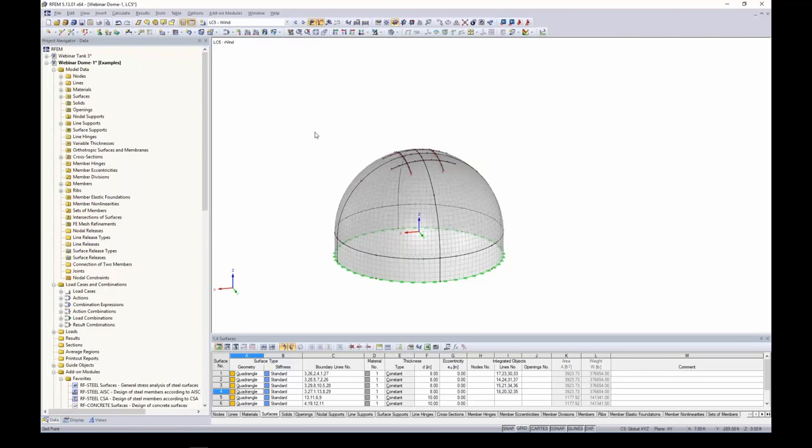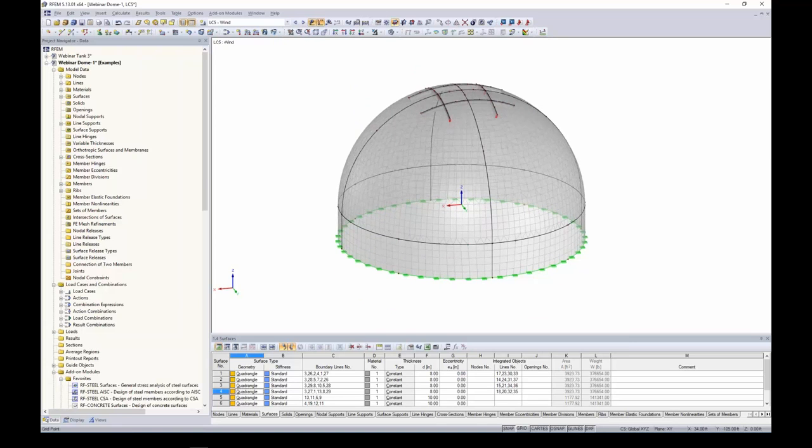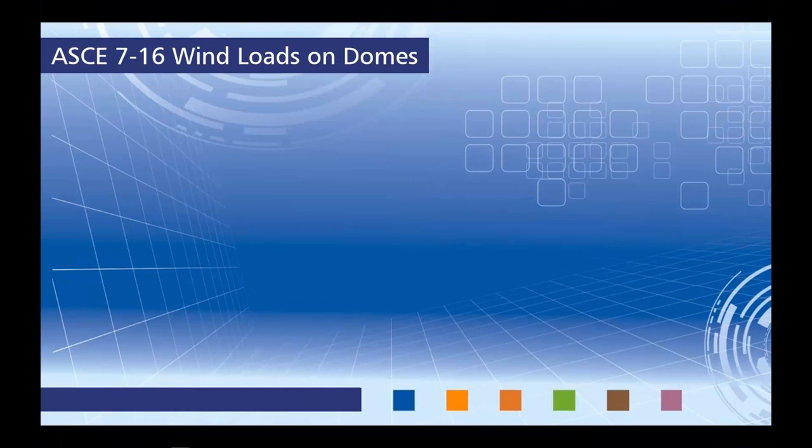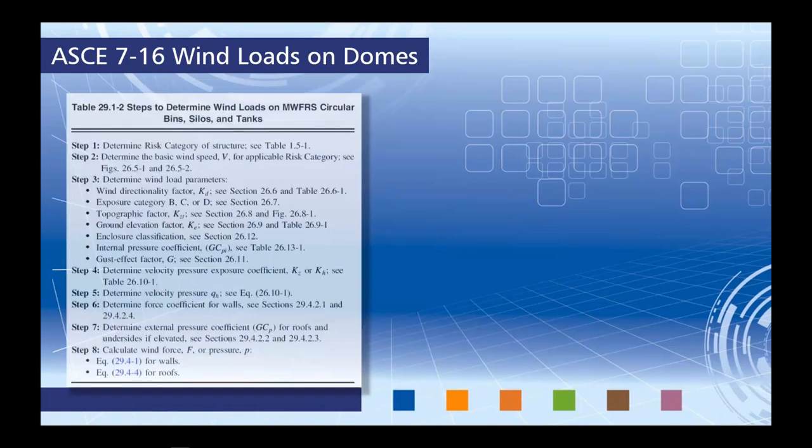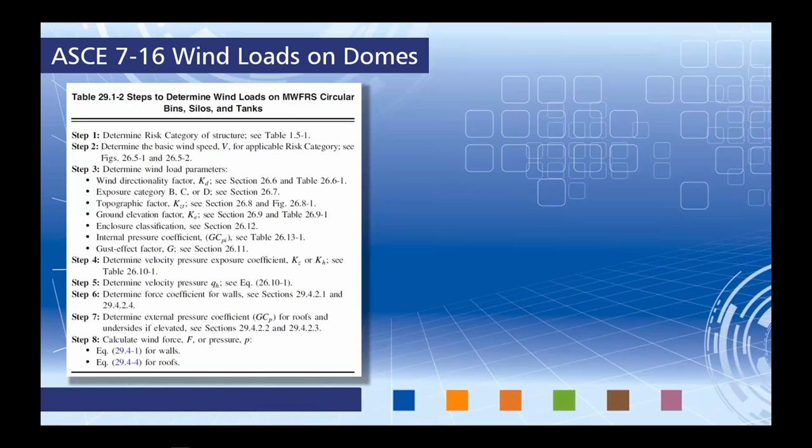Moving on to wind load, and by far our most interesting load case. I am going to jump back to the PowerPoint for this to discuss a little bit about ASCE 7-16 wind loads on domes. Within the standard, there is Table 29.1-2. These are steps to determine the wind loads according to the main wind force resisting system for circular bins, silos, and tanks. This is incredibly user-friendly. It has all of the steps laid out for us, the assumptions that we need to make, the factors that we need to calculate, and ultimately to determine down here the wind force F or pressure P for both our walls and our roof.